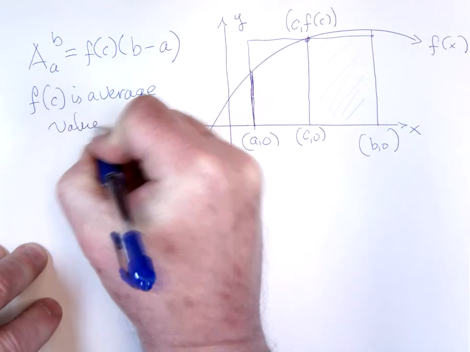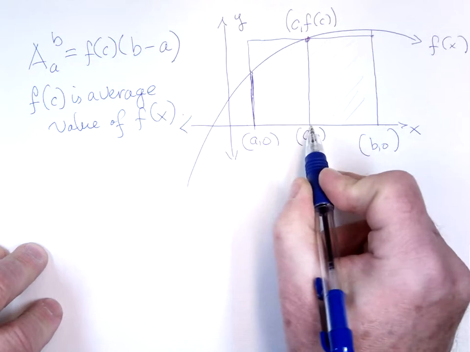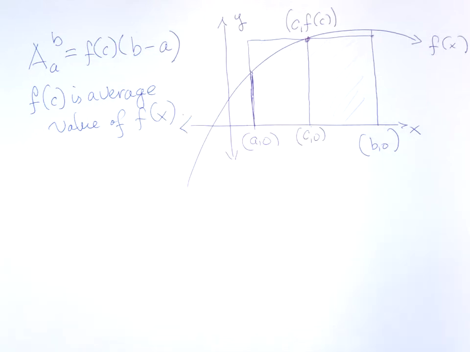Now, is f of c on the mean point? No, it doesn't have to be right in the middle. It would be right in the middle if my function were a linear function. If this were linear, then c would be right in here, because this excess area would equal this deficient area over here. But if I've got some function that's doing something like this, it may not be in the middle. It may be way over one side or way over the other side, depending on the function.